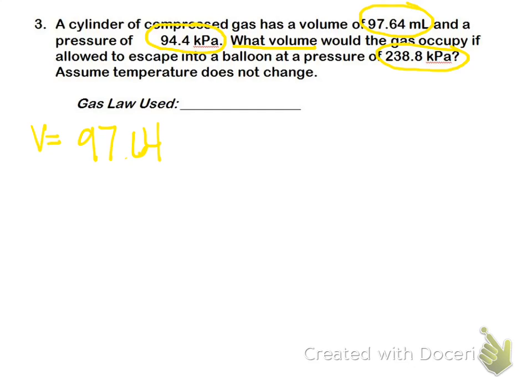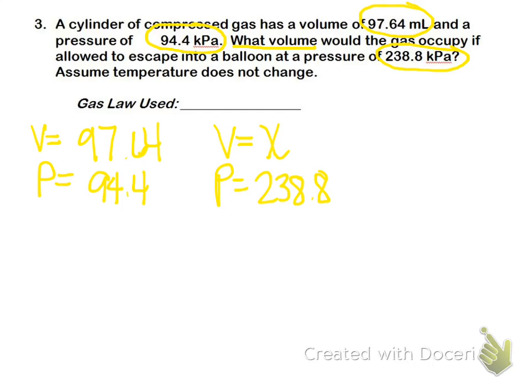What does 94.4? Perfect. Pressure. What's the question at hand? What's the volume? Perfect. And then they finally give us another kPa. What is kPa going to tell us again? Pressure, 238.8. Have I lost anybody yet, or are we at least good enough on this step? Perfect. Now that we have everything circled and labeled, now let's look for the equation that applies.